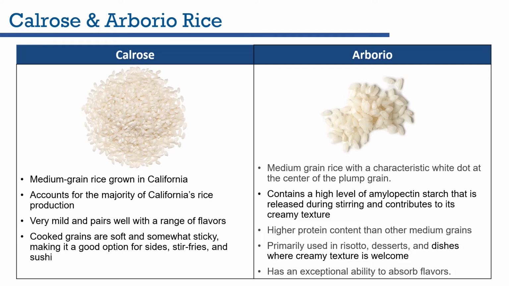Because of its tendency toward creaminess, Arborio has an exceptional ability to absorb flavors and isn't typically cooked on its own as a side dish, but is instead most often used for dishes where its texture is welcome, such as risotto, rice pudding, and desserts. While brown Arborio rice does exist, it does not release its starch in the same way.